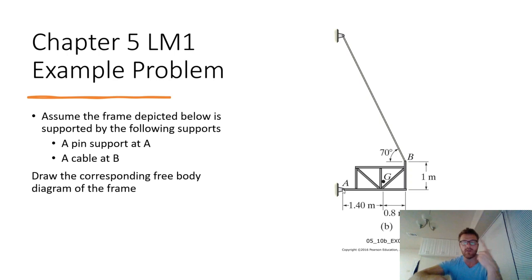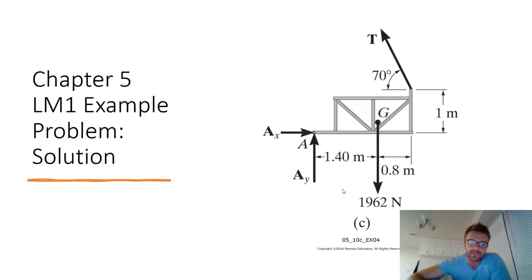Well, since A is a pin, we know that it can't oppose rotation, so we will have 2 components of the unknown reaction force, horizontal and vertical. And since B is a cable, the only unknown is the magnitude of that force, because it has to be directed along the cable. You can see how all of those reactions are going to work. I don't want to say too much because we'll get into it in the next learning module. But the upward force at A and the upward component of the force at B are going to offset the weight. And you're going to have equal and opposite things going on in the horizontal direction. But long story short, here's the free body diagram in this case.